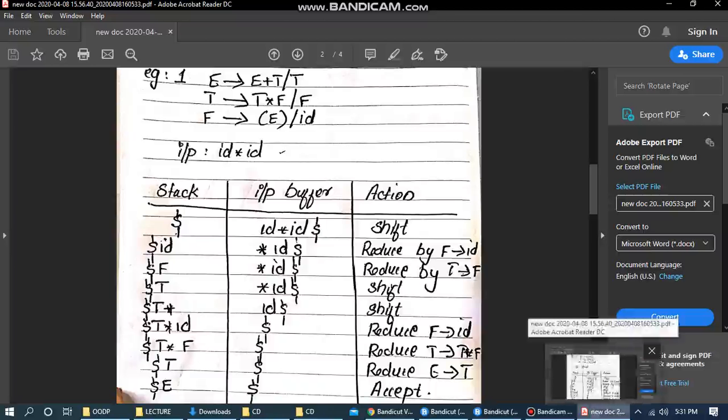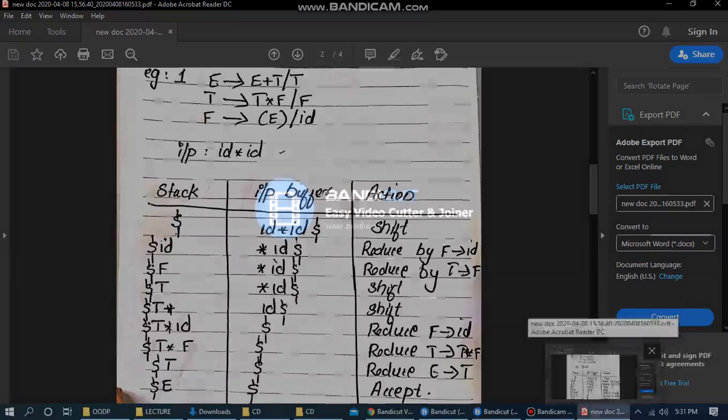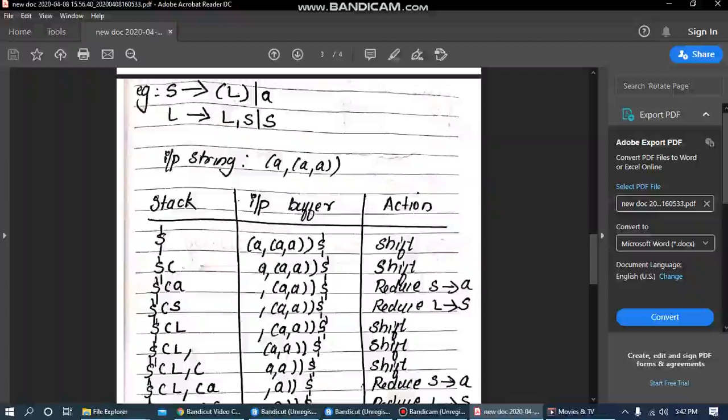It will make you clear. So let's explain with another example. Another example of shift reduce parsing.